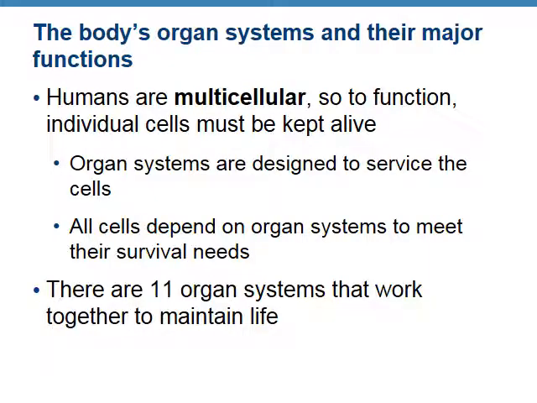So we need to make sure that we understand that humans are multicellular. We're made up of many different types of cells. So the individual cells have to be kept alive. So we're designed, basically these organ systems are designed to serve the cells which are doing the work for the organism. There are 11 organ systems that all work together to help maintain life.